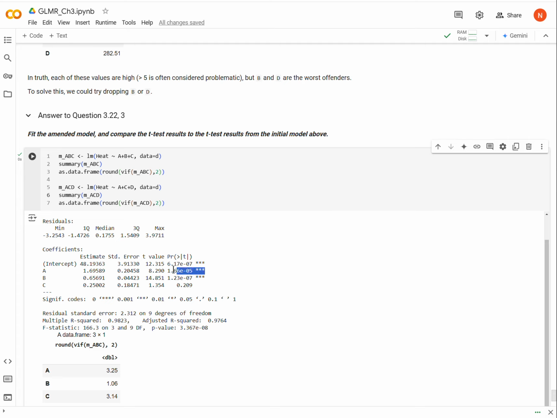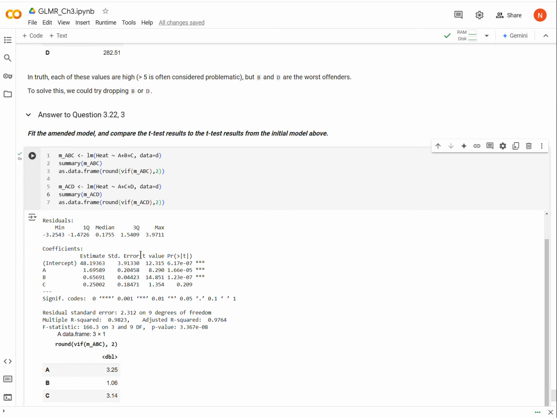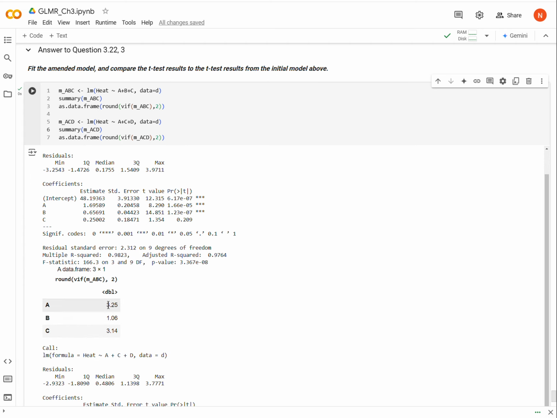I don't know how much weight to put into significance values. This is just reflecting the more certain estimates here. Okay. And if we look at the variance inflation factors, we see that they're now all under 5, and so we're starting to feel reasonably good here that this model is adequate.